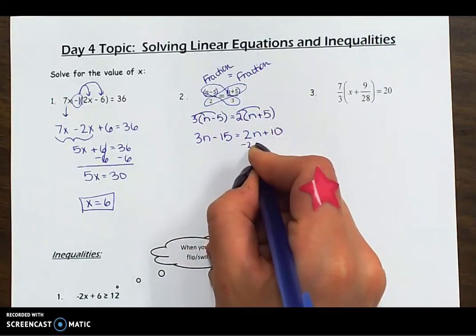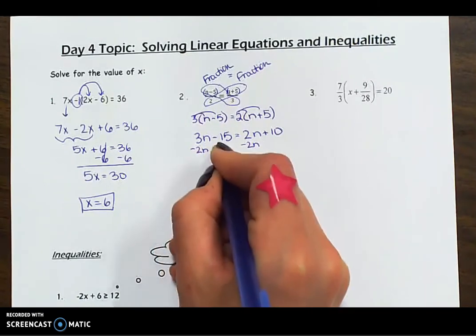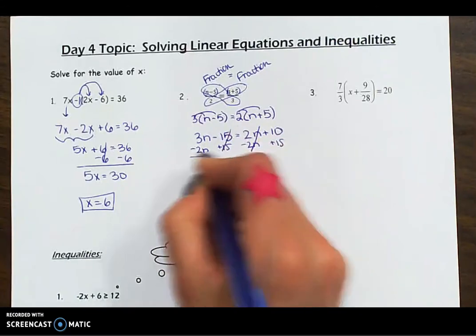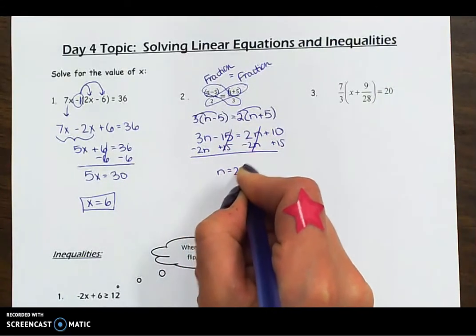Okay, then I'm going to subtract the 2n. I'm going to add the 15. 2 n's cancel, 15's cancel, so we get n is equal to 25.